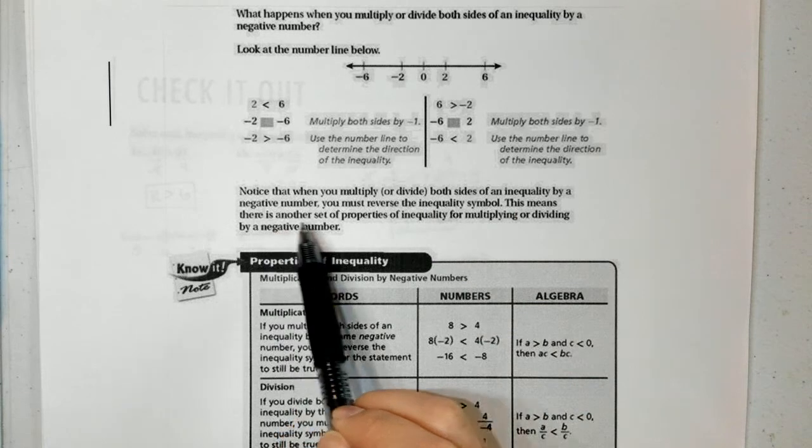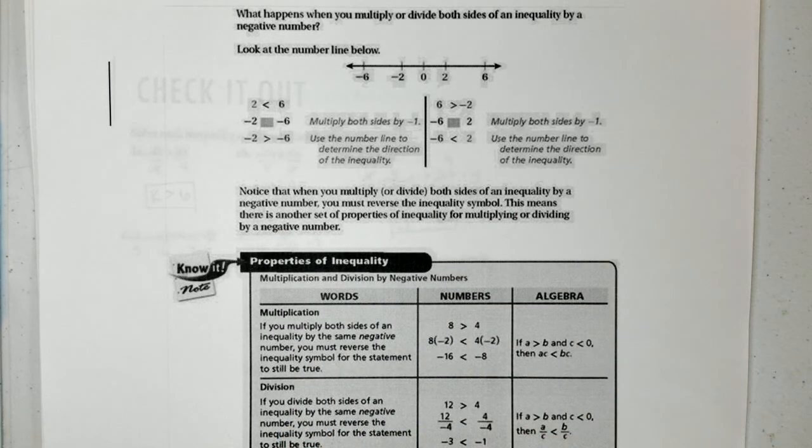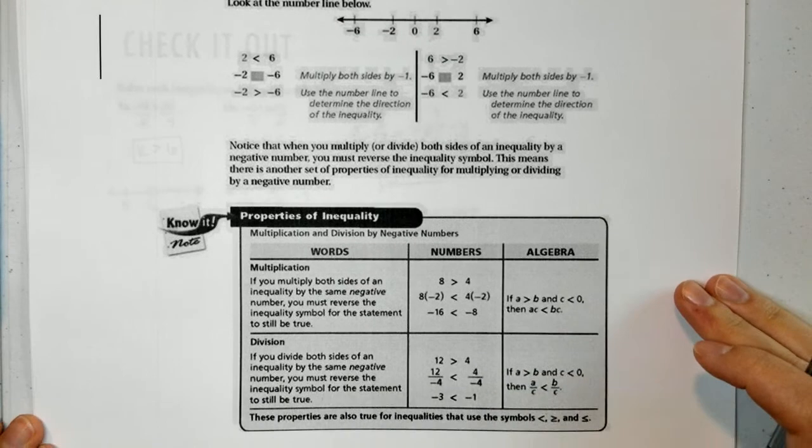This means there is another set of properties of inequalities for multiplying or dividing by a negative. So if you multiply both sides of an inequality by the same negative number, you must reverse the inequality symbol for the statement to still be true. So if I multiply both sides by negative 2, the greater than then becomes less than. Same thing with division. If you divide by a negative, you flip the sign. Okay? And it's also true for all of our inequality symbols.